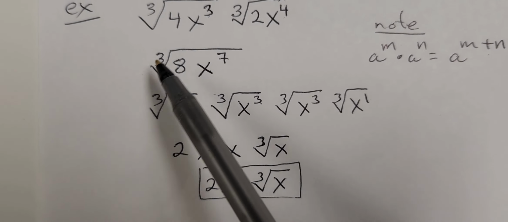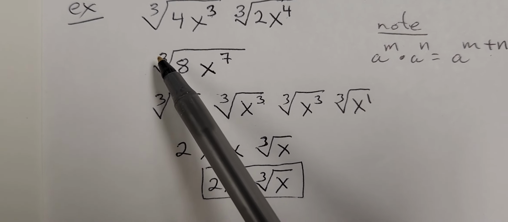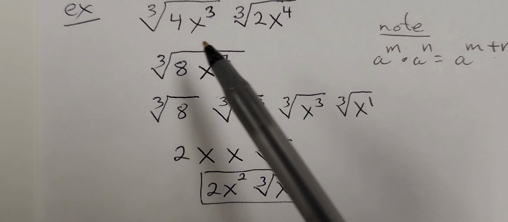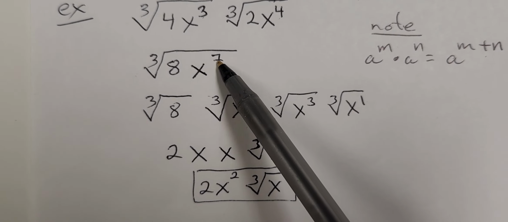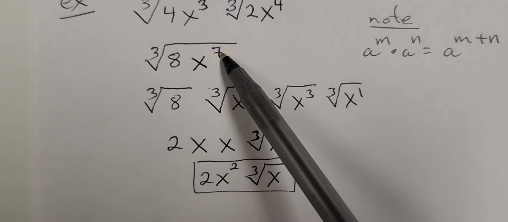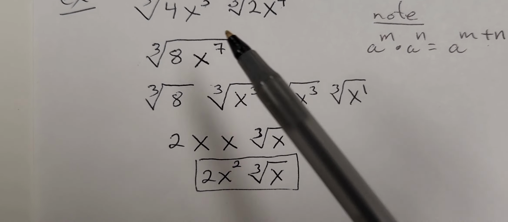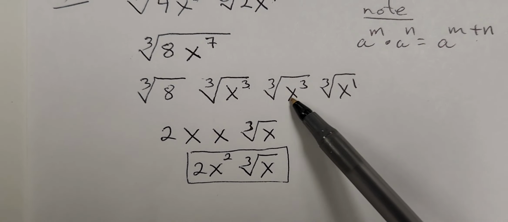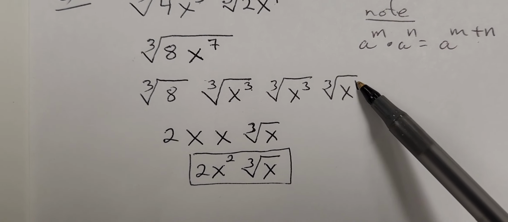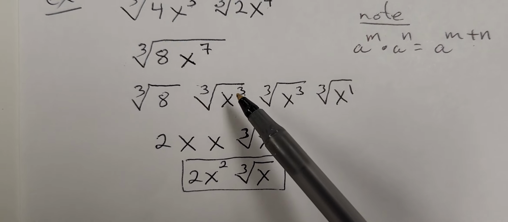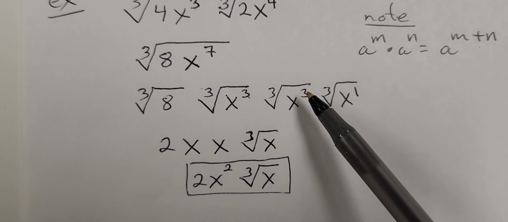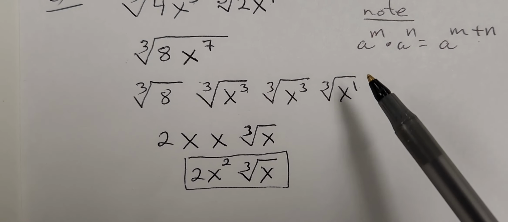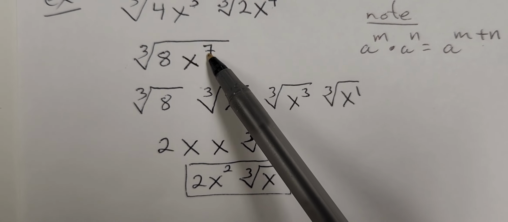Okay, so one more time. This 3 means I want a group of 3. So I'm going to break this 7 into group of 3. So here's the first group of 3. Here's another group of 3. And then this is my leftover. Why can I do that? Because 3 plus 3 gives me 6. 6 plus 1 gives me 7.